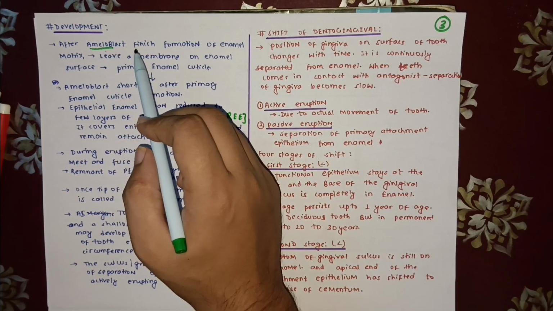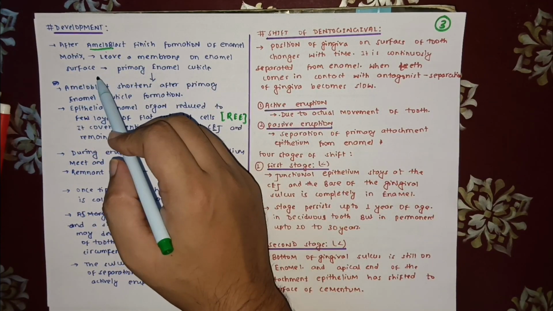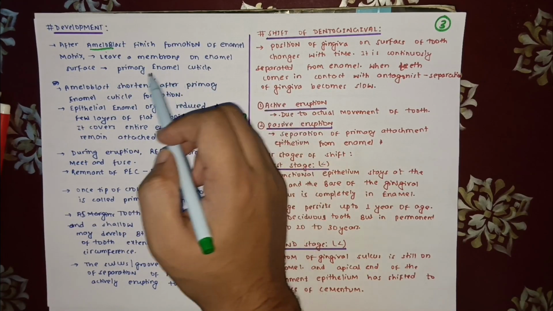After ameloblasts finish the formation of the enamel matrix, they leave a membrane on the enamel surface called the primary enamel cuticle.